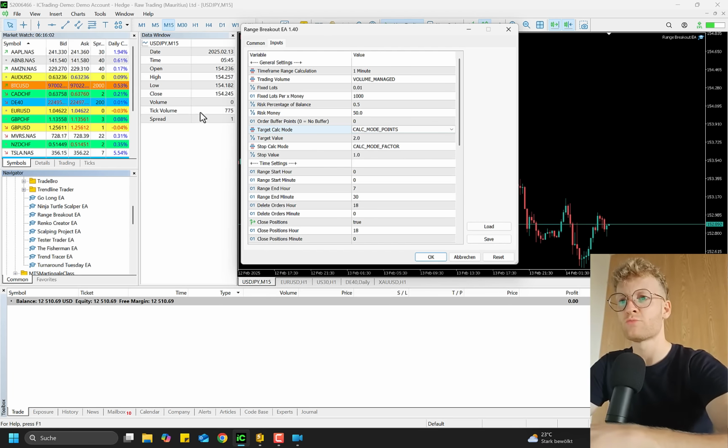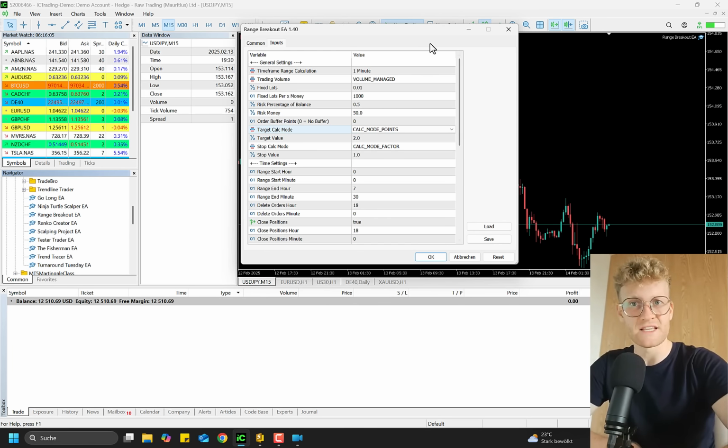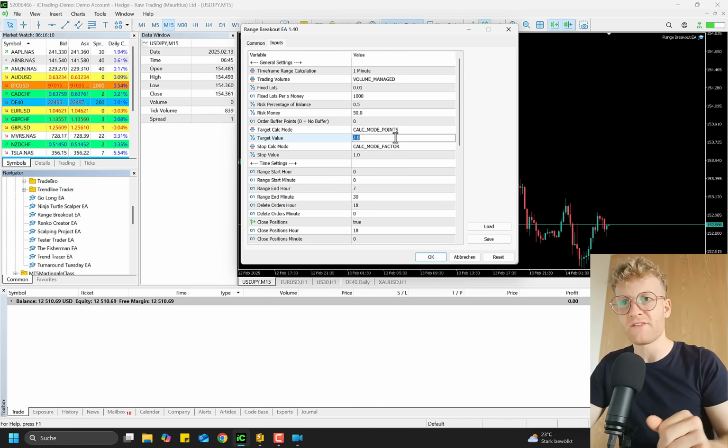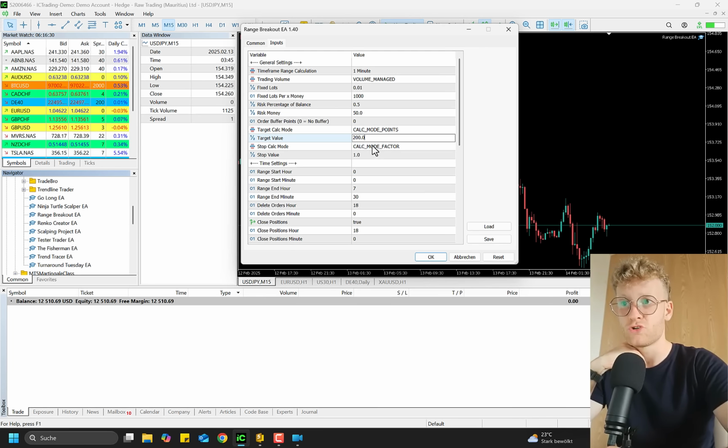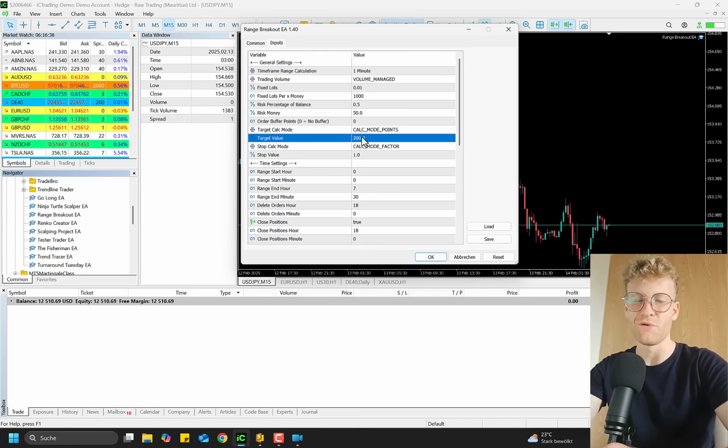And then we have the calculation mode points. These are the same points that I explained before. So for example, if we have USD Japanese yen with 3 digits after the decimal point and we add an input of 200 here, in price terms this would be a distance of 0.2, because 200 times 0.001, which is 1 point in USD Japanese yen, would be 0.2. And for euro-US dollar, it would be 0.002, because a point in euro-US dollar is 0.00001. Again, try it in the tester to figure it out.